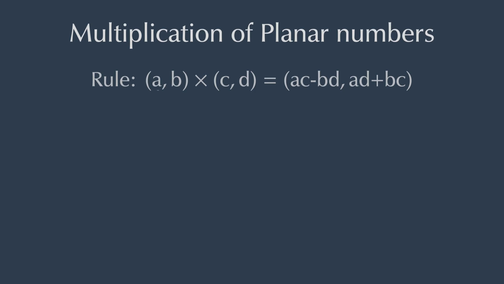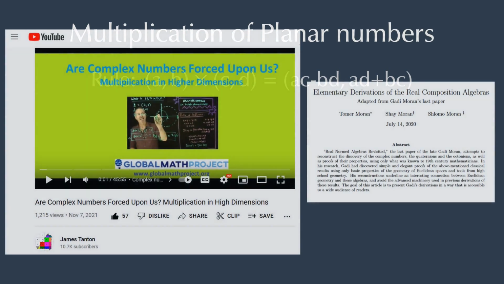Then we multiplied the x coordinate of the first number with the y coordinate of the second number. And we multiplied the y coordinate of the first number with the x coordinate of the second number. These two products with an addition between them formed a new y coordinate. For motivation as to why multiplication is defined this way, please check out the video and the paper that I mentioned before.